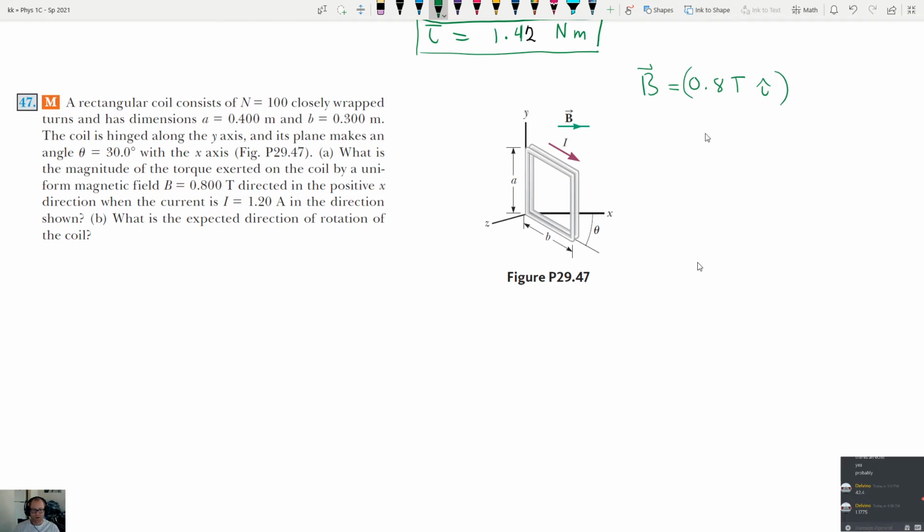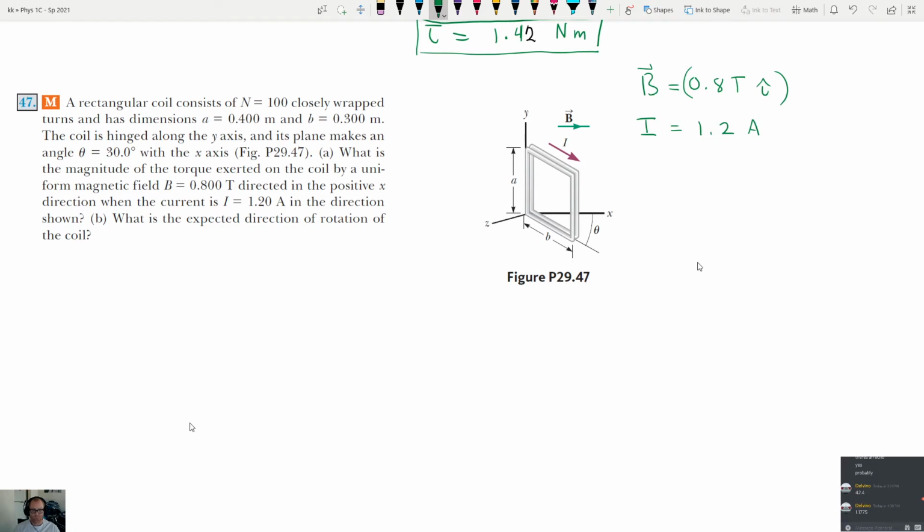The current in the wire is 1.2 amps. And we've got A and B right here. Question A is, what is the magnitude of the torque exerted on the coil by this field? And then question B, what is the expected direction of the rotation of the coil? So we need to find basically the size of the torque as well as the direction of the torque.